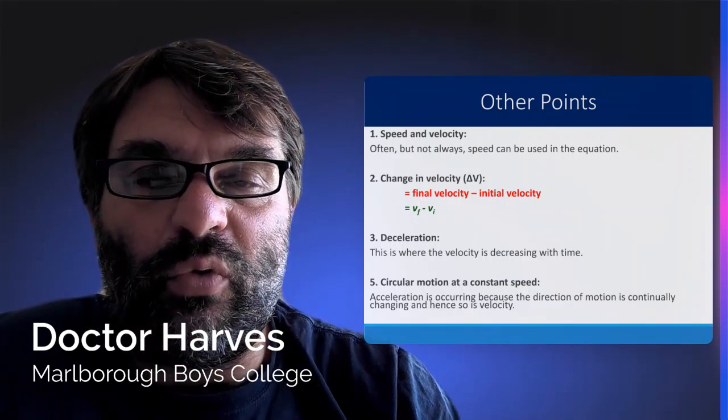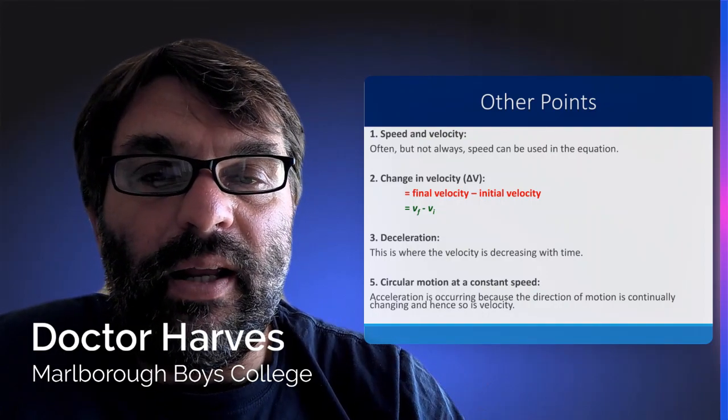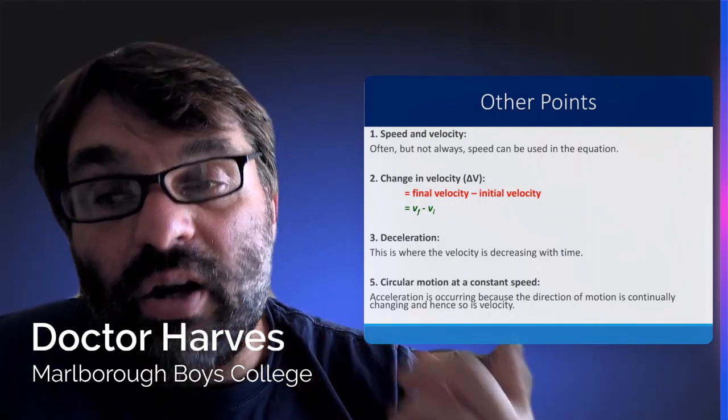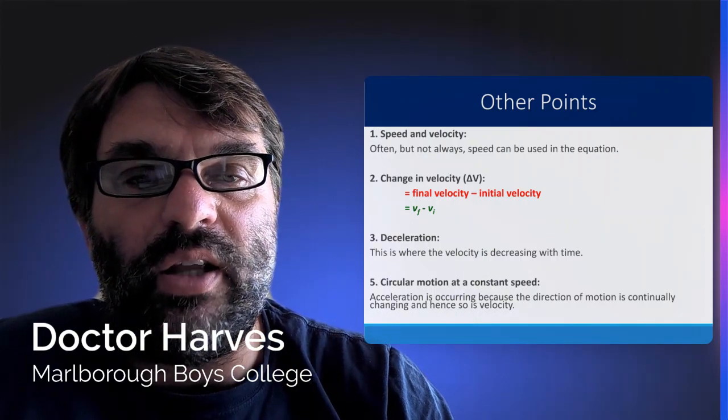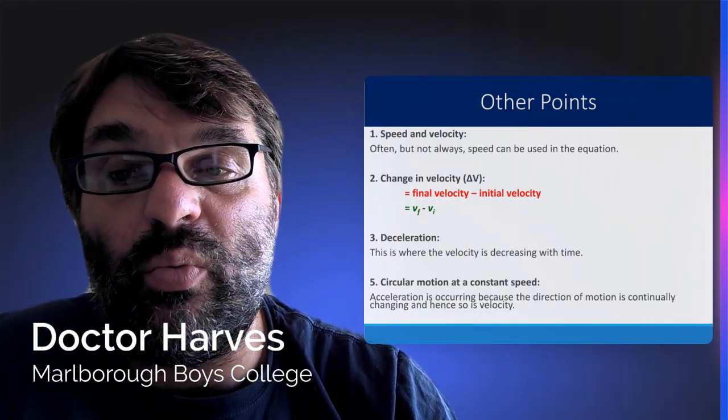And circular motion, as I've already mentioned. Constant speed in a circle is basically an acceleration because even though it's moving at a constant speed, the direction is changing. So that's why it's going to be an acceleration when it's moving in a circle.